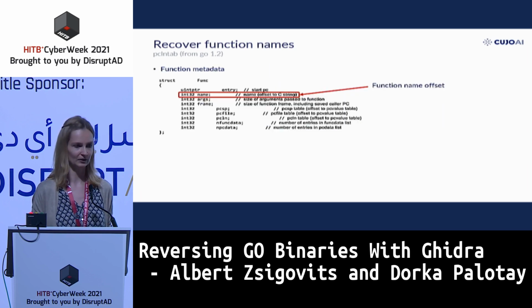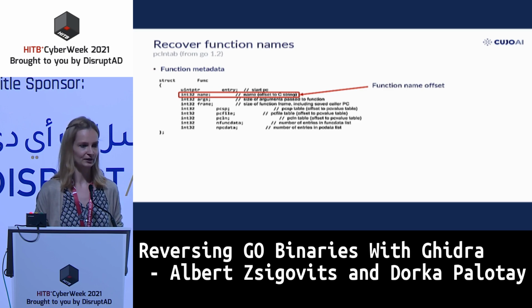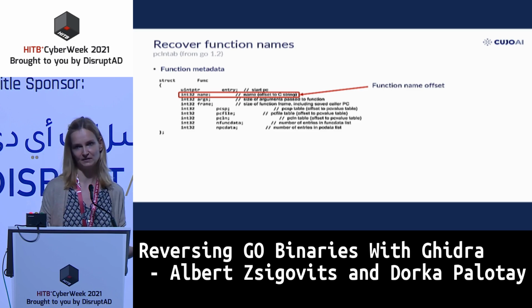So let's take a look at the function metadata table. Here it starts again with the entry point of that specific function. And then, among other information, there is an offset to the function name. So where can we find the name of that specific function?